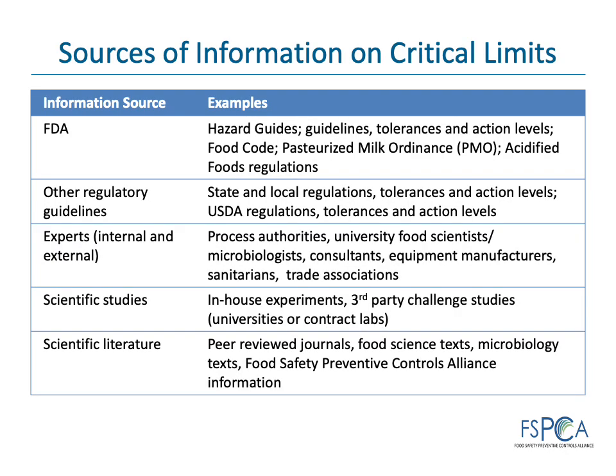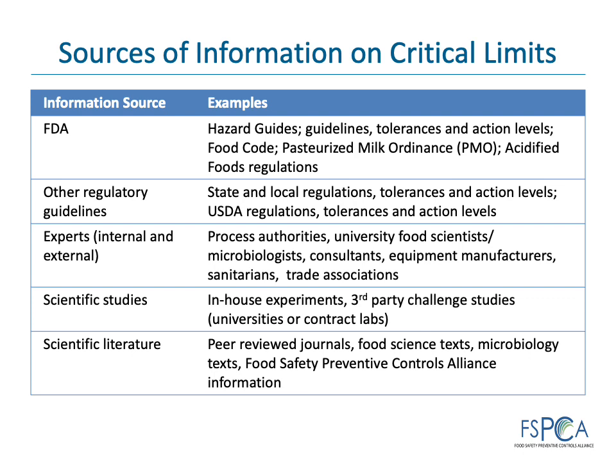A number of sources of scientific and technical information can be useful in establishing critical limits, as discussed in Chapter 7, Resources for Food Safety Plans. FDA and other government agencies may provide information through technical staff, regulations, guidelines, directives, performance standards, tolerances, and action levels. Trade associations, process authorities, industry scientists, university and extension scientists, and consultants can provide expertise and guidelines.